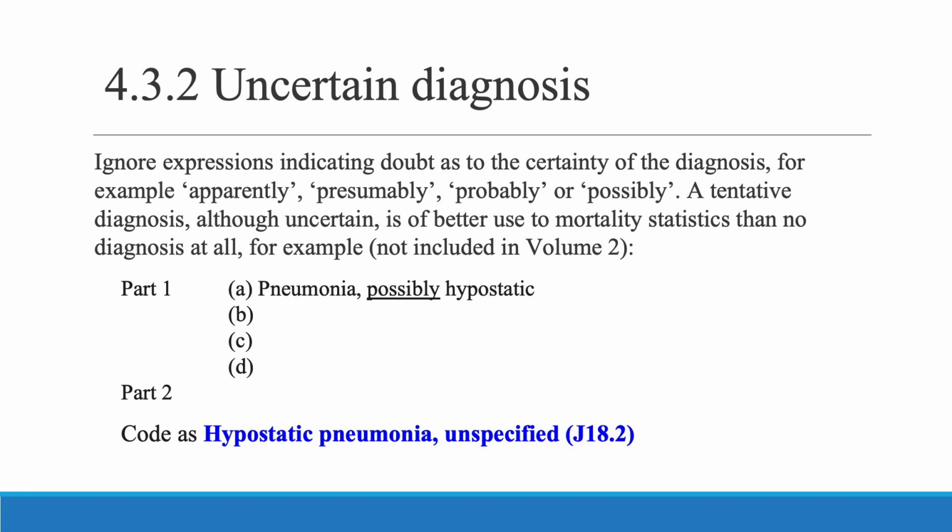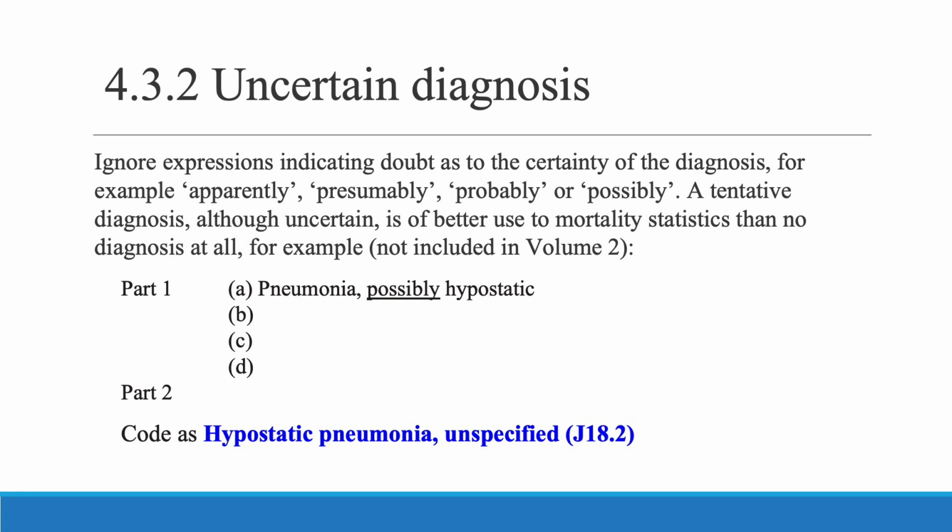For example, and I will just take a moment to mention that this example is not actually included in Volume 2. It's a supplementary example to make a point about this coding of uncertain diagnoses. So imagine a certificate on line 1A. The certifier has said pneumonia, possibly hypostatic. The instruction says to ignore expressions indicating doubt as to the certainty of a diagnosis. So if we did that and ignored the word possibly, we would read pneumonia, hypostatic. Therefore, for this line of this certificate, we will code hypostatic pneumonia unspecified at J18.2.